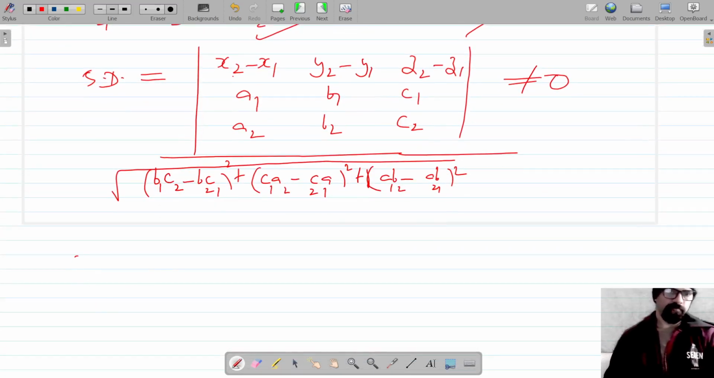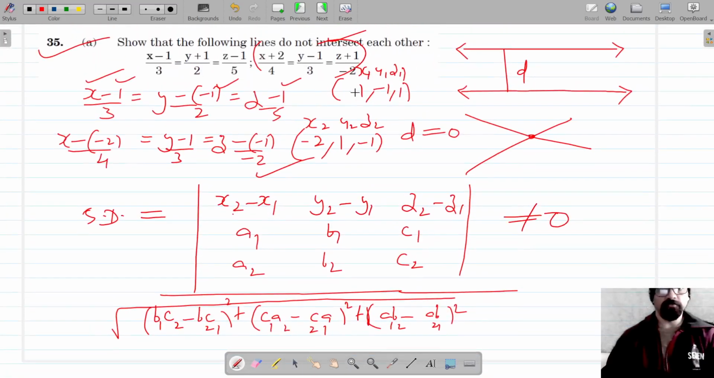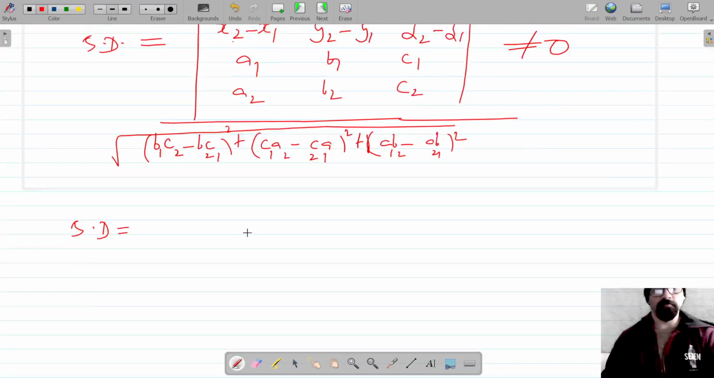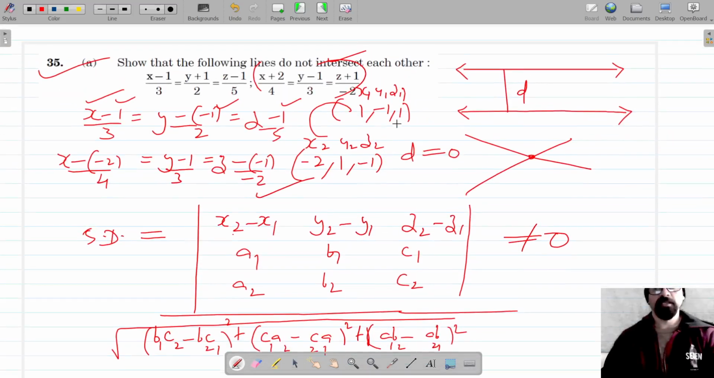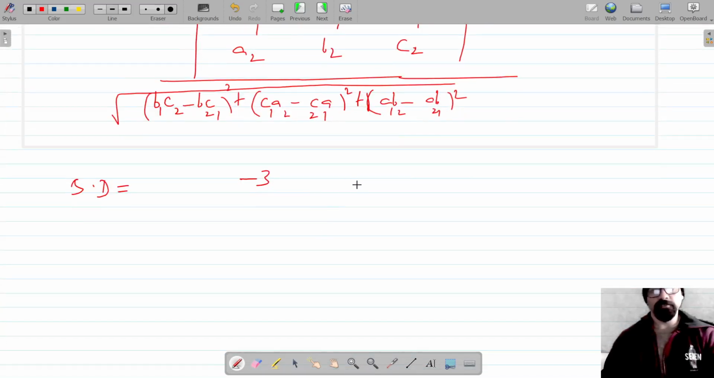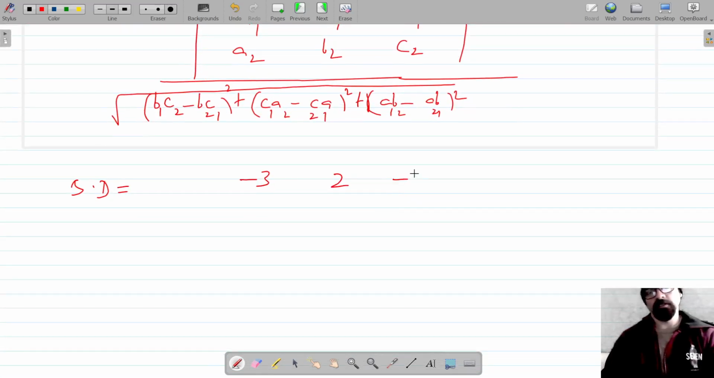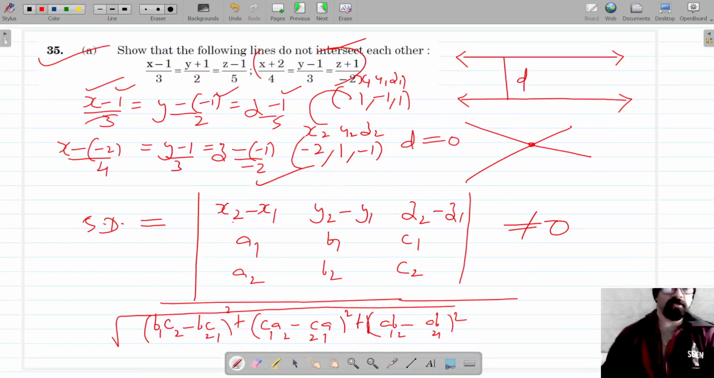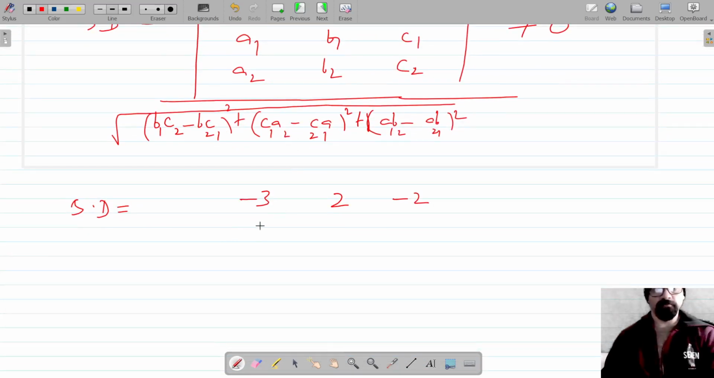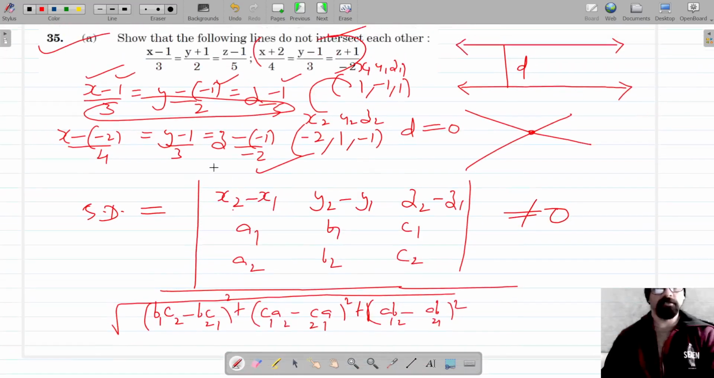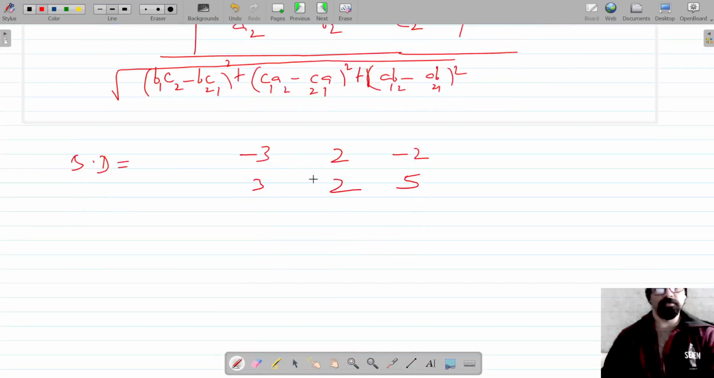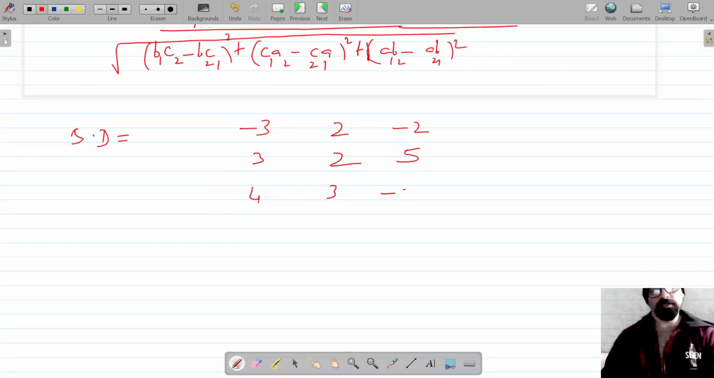Okay, let's put in the values of x2 minus x1. So -2 minus 1 is -3. 1 minus of minus 1 is 2. z2 minus z1 is -2. So -3, 2 and -2. Now a1, b1 and c1 are 3, 2 and 5. And a2, b2 and c2 are 4, 3 and -2. We have to find the determinant of this.